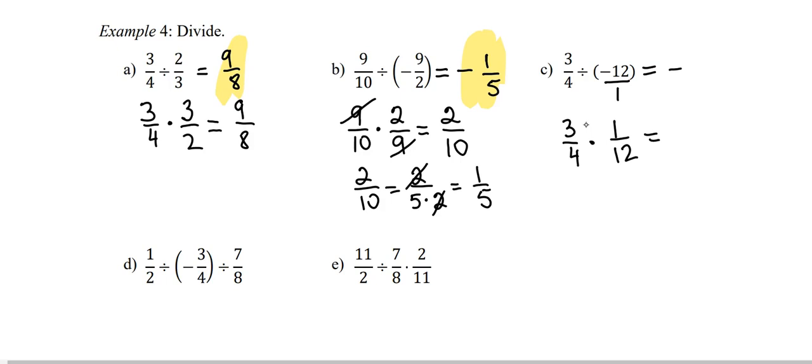So what I can do is I can say that on top I have 3 times 1, and on the bottom I have 4 times, and I can represent 12 as 3 times 4. So that way I can cancel the 3's, and I have 1 on top and 4 times 4 on the bottom, which gives me 1 over 16. Right, so I come back to my original problem. I know that I need to have a negative sign for the answer, and I place the numerical answer here, negative 1 over 16.